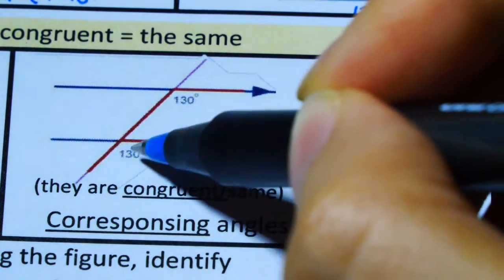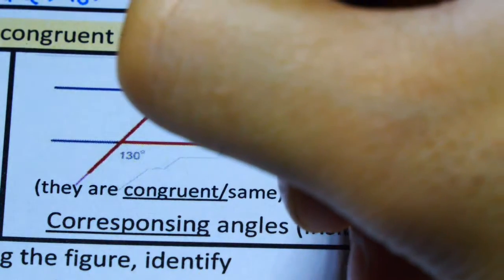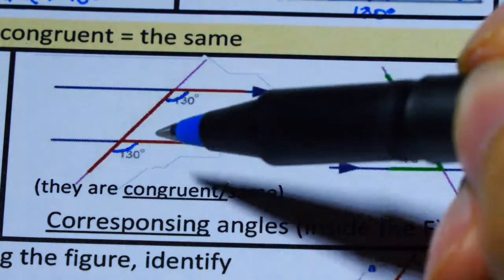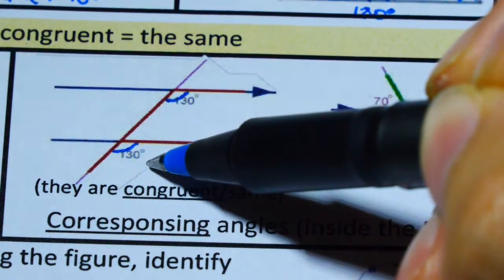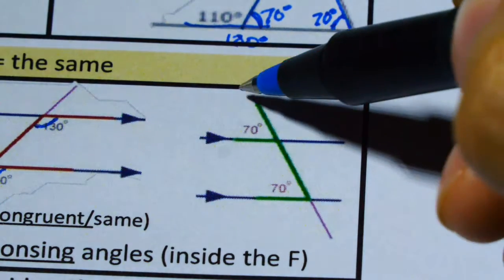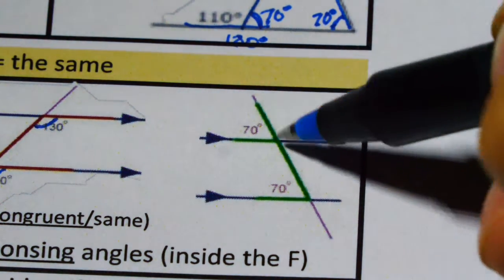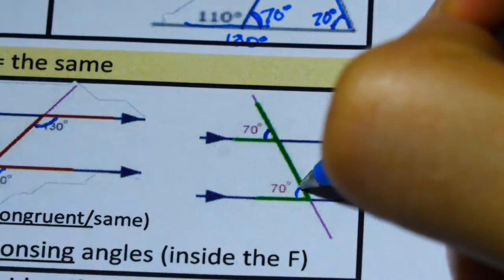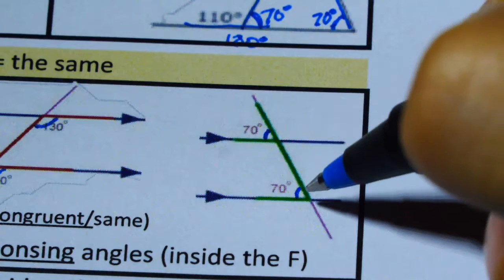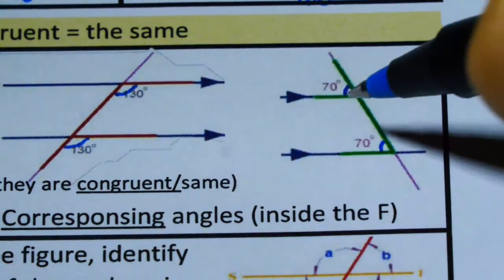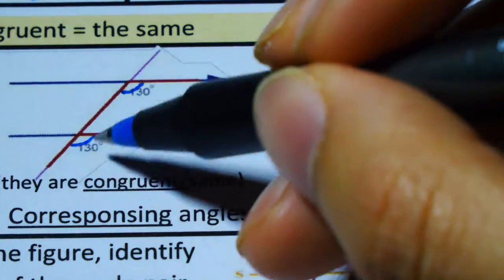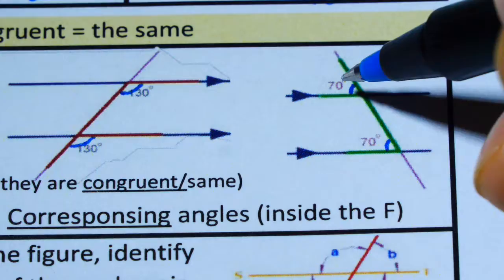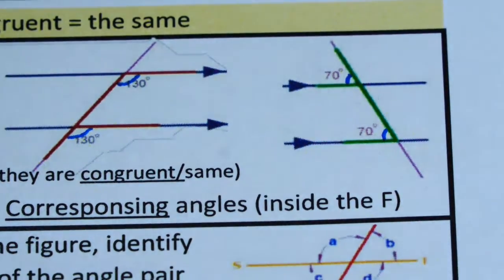The angles inside the F, this angle here and this angle here, they are congruent. They are the same. So this is 130 degrees, this is 130 degrees. Also here, if we cut the parallel lines like this and we make an F here, inside the F, they are the same, 70 degrees and 70 degrees. They are congruent. These angles are called corresponding because they are inside the F.